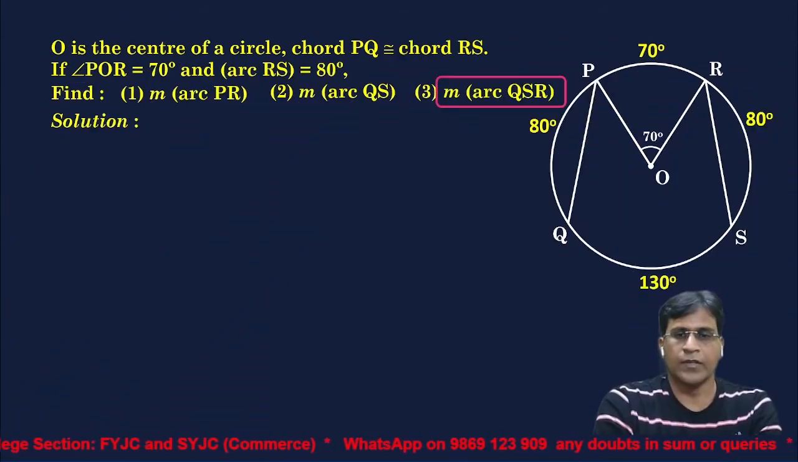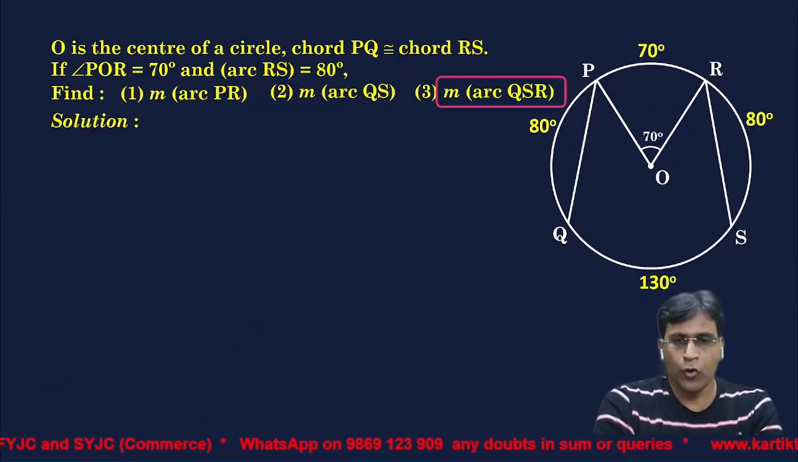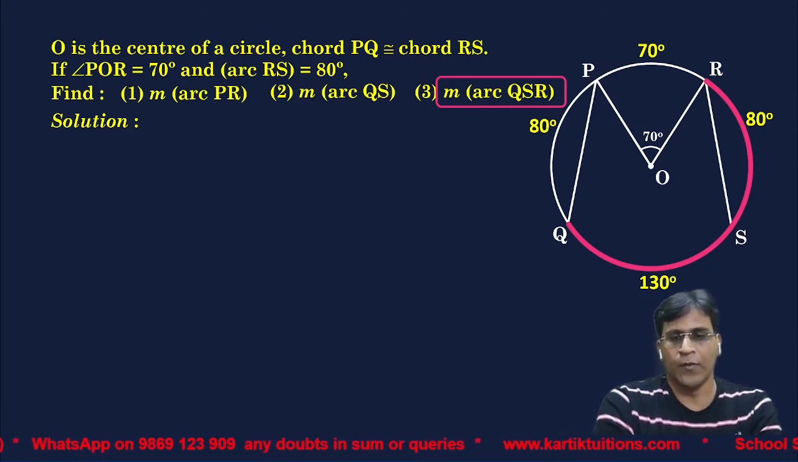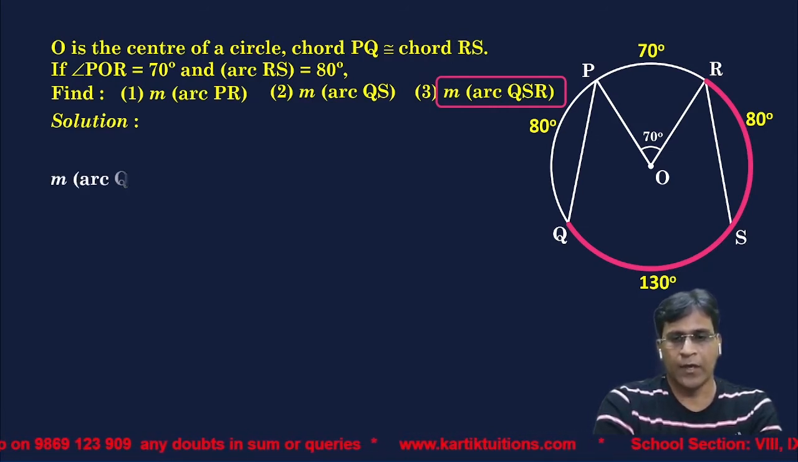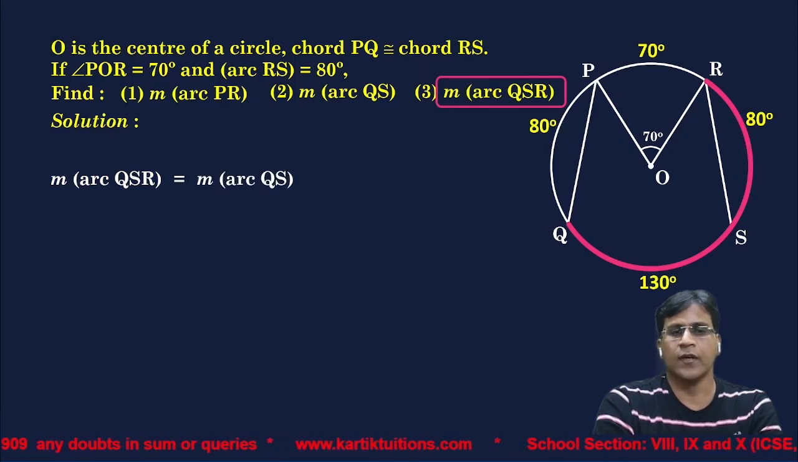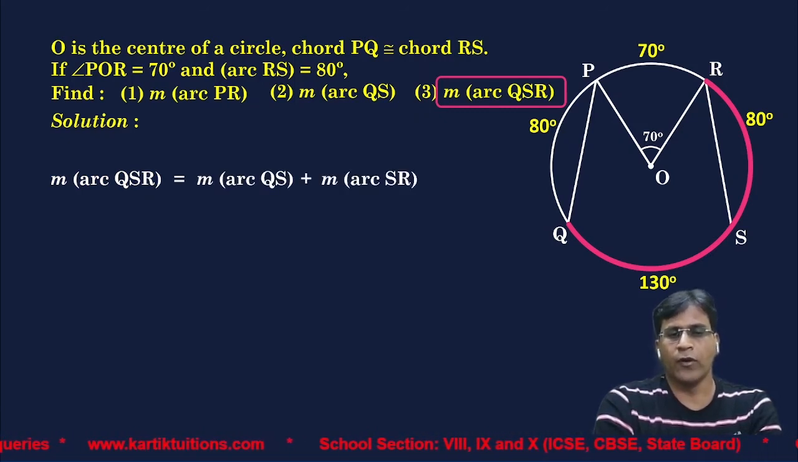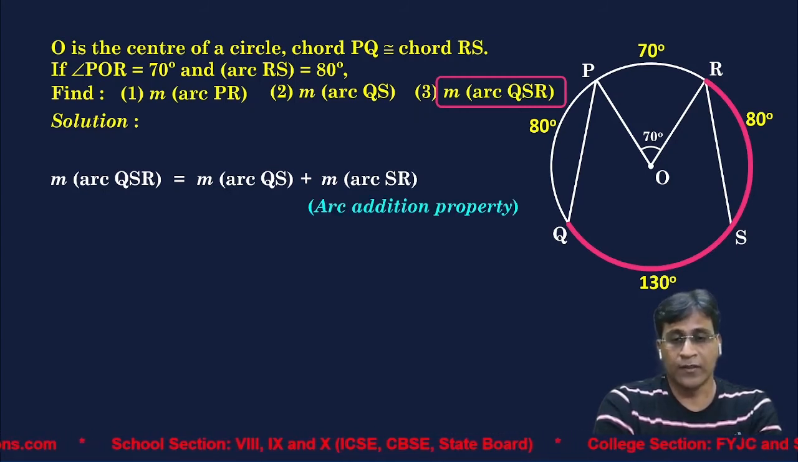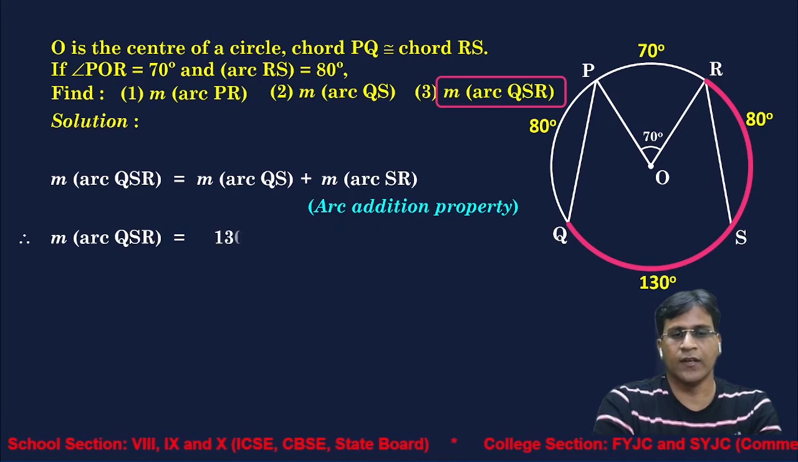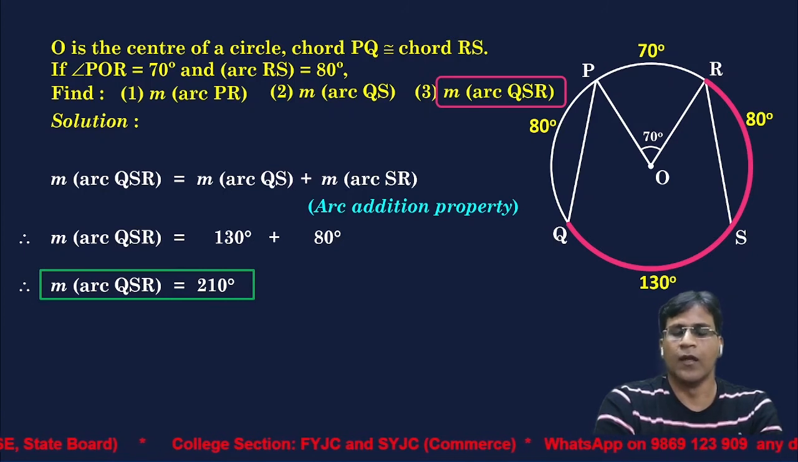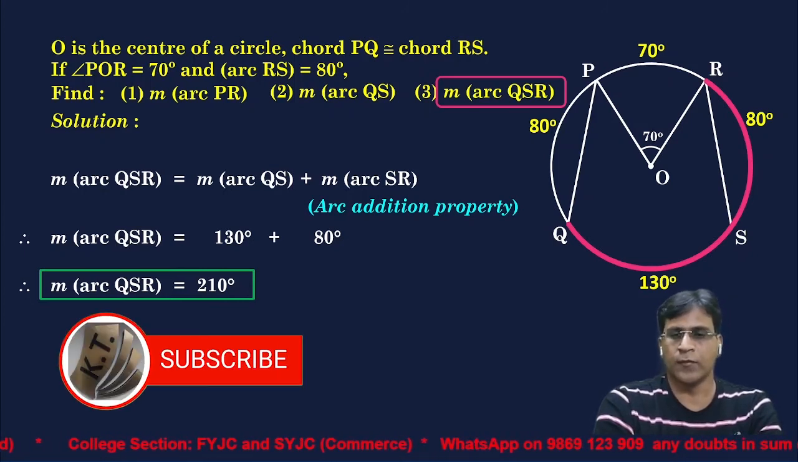Third part, major arc QSR. Now if you observe, arc QSR is made up of two arcs. So measure of arc QSR will be equal to measure of arc QS plus measure of arc SR. Just now we have found the arc QS value. What is it? It is 130 degree. So 130 degree plus 80 degree. That will give us what? That will give us 210 degree. I hope you must have understood this concept as well as this sum.